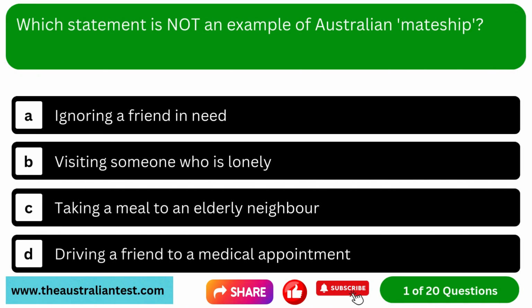Question 1. Which statement is not an example of Australian mateship? Option A, ignoring a friend in need. Option B, visiting someone who is lonely. Option C, taking a meal to an elderly neighbor. Option D, driving a friend to a medical appointment.